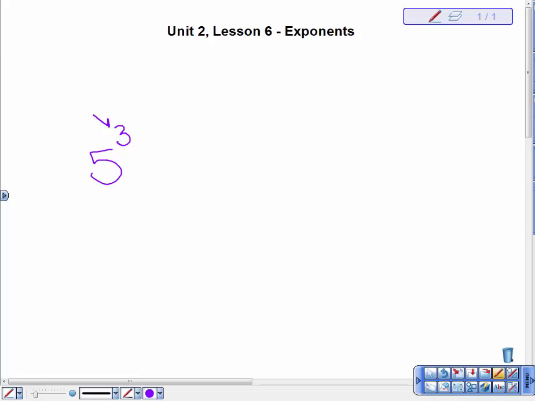This number, this exponent, is telling me how many times I'm multiplying my base number by itself. So in this case, I'm going to do 5 to the third power, or I'm multiplying 5 3 times. So that's what that exponent represents.